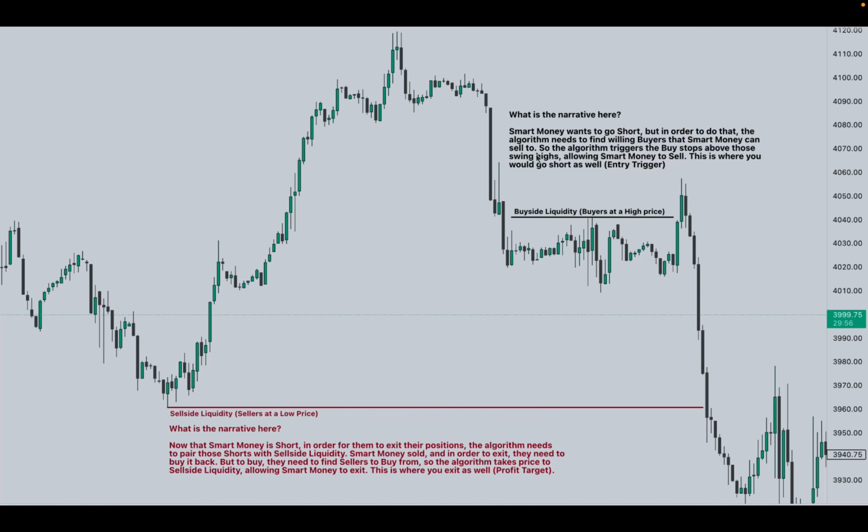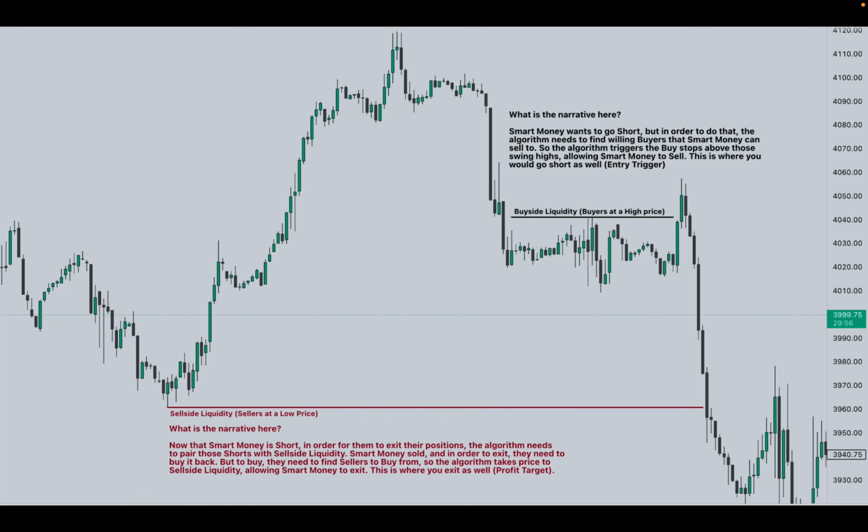So what's the narrative? The narrative is this. Smart money wants to go short. But in order to do that, the algorithm needs to find willing buyers that smart money can sell to. Remember, in the previous video I said, every sell order in the market needs to be matched with a corresponding buy order. Okay? So in order for smart money to go short, the algorithm needs to find willing buyers that smart money can sell to. So the algorithm triggers the buy stops above these swing highs, allowing smart money to sell.